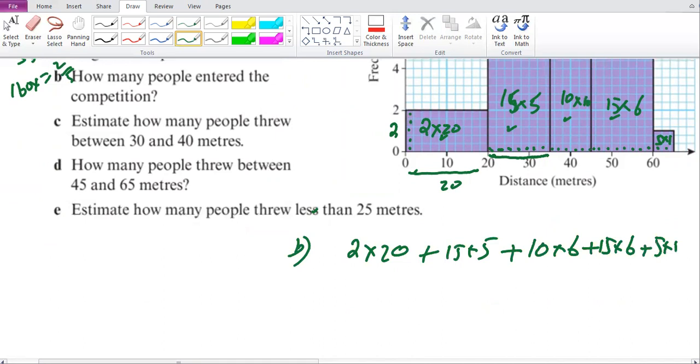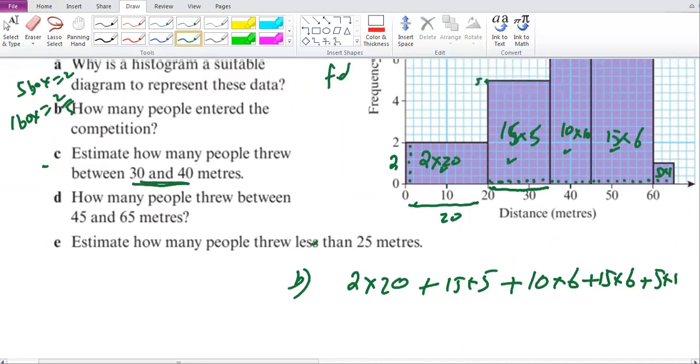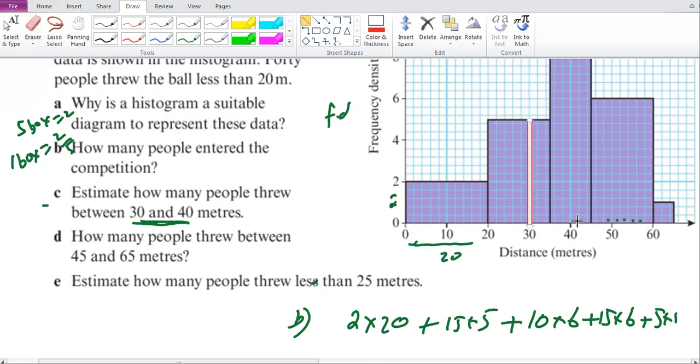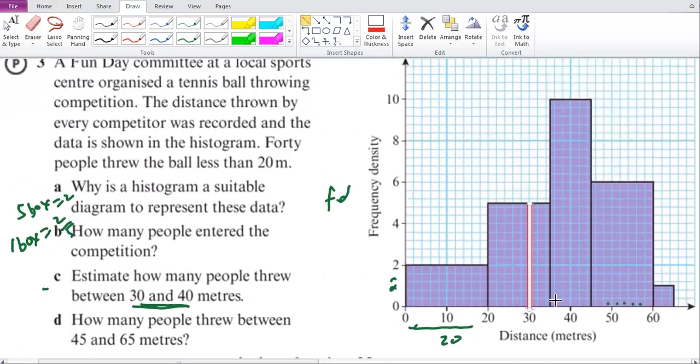Okay. And then part C is saying estimate how many people threw between 30 and 40. This time you have to count the number of boxes. If you permit me to erase this work here, because right now it is between 30 and 40. So what you should do, make from 30 this one, and then you have for 40. This is the line for the 40.